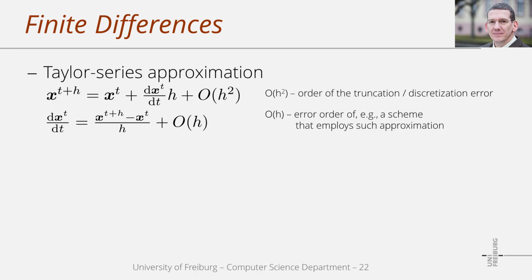We now divide the equation by h and solve for the derivative. What we get is a finite difference approximation of the derivative of x. So the derivative of x at time t on the left-hand side can be approximated with the difference of the positions x at t plus h and x at t divided by h. Again, we see the order of the respective errors that we get with this approximation.